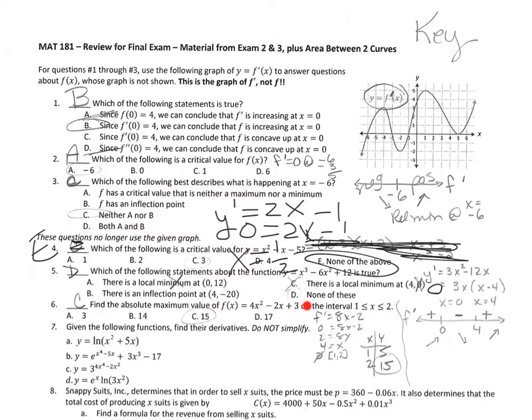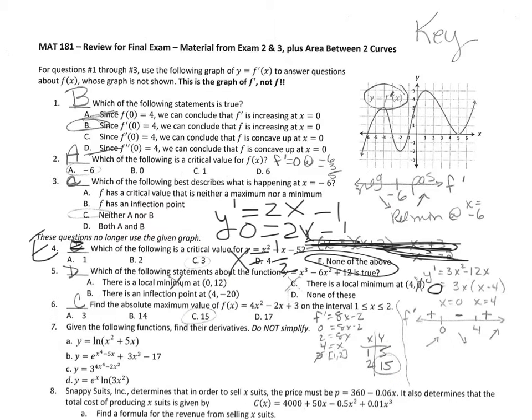Look at number 6, find the absolute max value. Here's our function, and we take the derivative, we get 8x minus 2. Find the critical value is 4. 4 is not on that interval from 1 to 2, which is where you're testing those absolute values, so we only use the endpoints 1 and 2. Substitute back into the original function, and that gives you a 15.